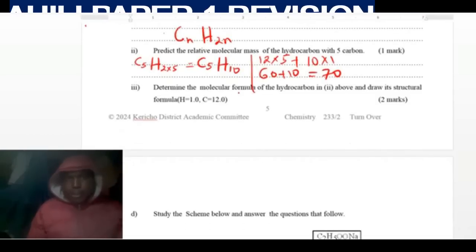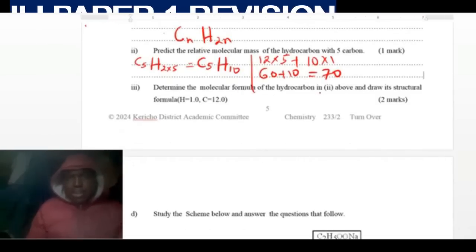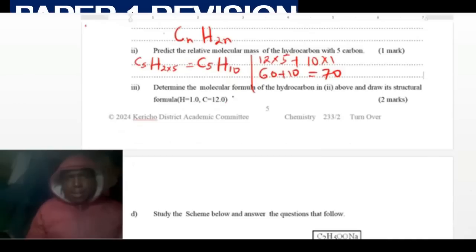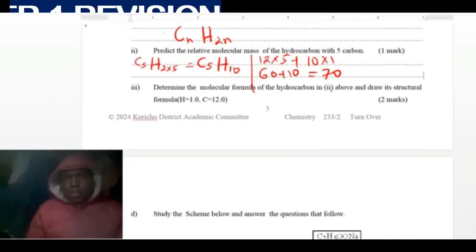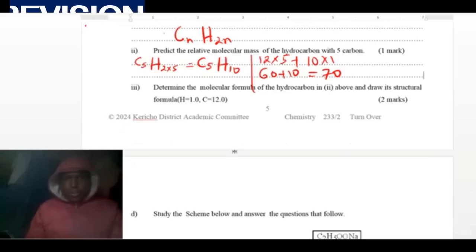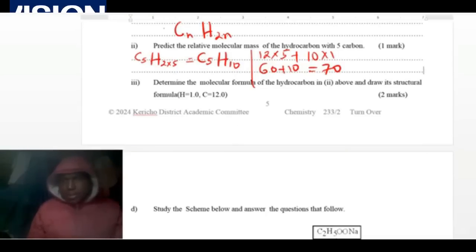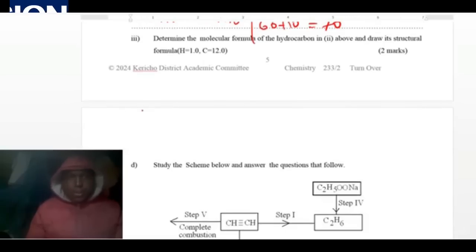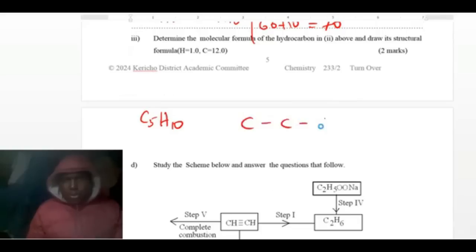Determine the molecular formula of the hydrocarbon for this one and draw the structural formula. So we will determine that. That one is C5H10, and the structural formula is 1, 2, 3, 4, 5. And we put a double bond there.